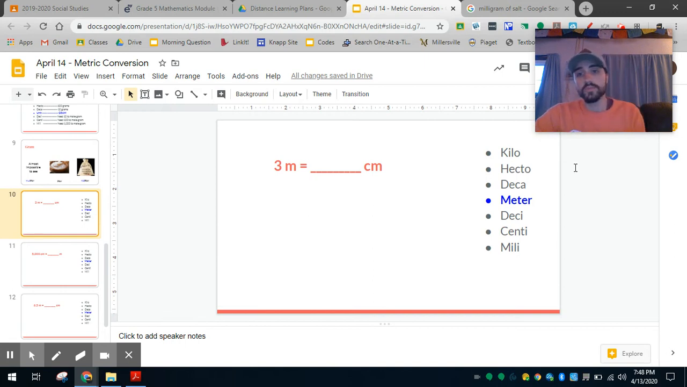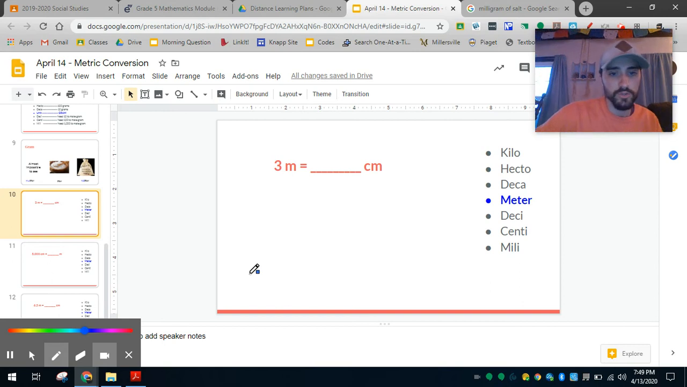Okay, so we always want to have our list on the side. So kilo is 1,000, hecto is 100, deca is 10, meter is our unit, deci is 1/10, centi 100th, milli 1,000th. Gets smaller and smaller. Okay, so now we are converting 3 meters to centimeters. So we're going from something that's pretty big to something that's pretty small. So the first thing we're going to do is write down what we have. So we have 3 meters. Okay. Now we have 2 options.